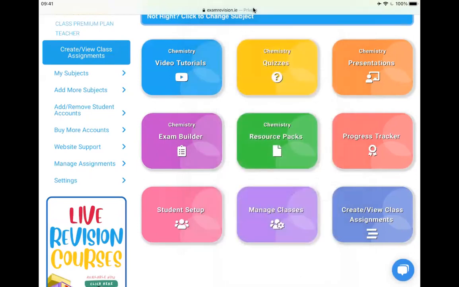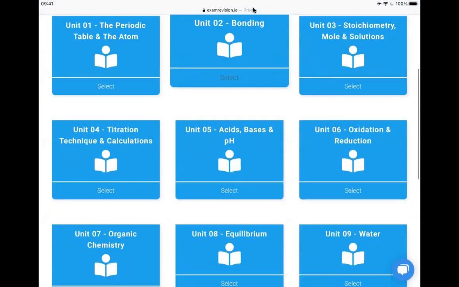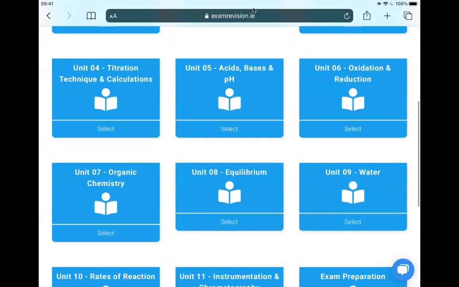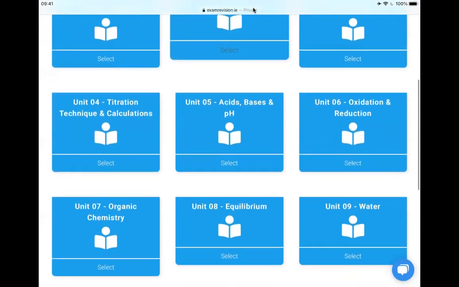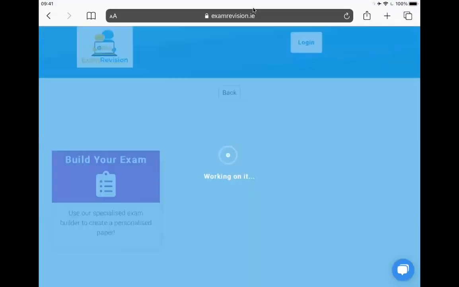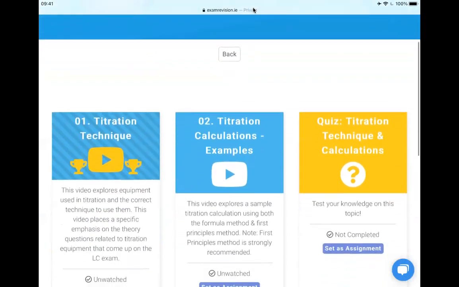When you click into the video tutorials, it will bring you to the complete chemistry course done out into sections. For example, if you're interested in looking at the titration technique and calculations that we looked at today, you will click unit 4 and it will bring you into titration techniques and some sample calculations.